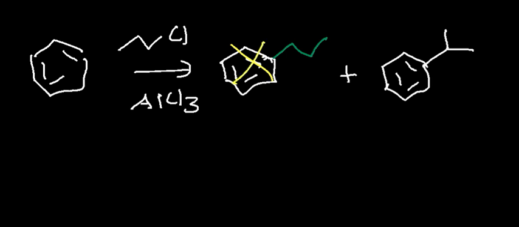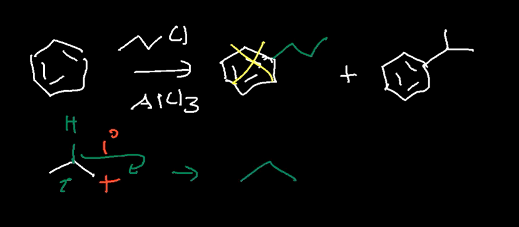The aluminum chloride catalyst takes away the chlorine atom. And when chlorine leaves, it creates a positive carbocation, but it's primary. And primary carbocations are not stable. What's going to happen is you're going to have a hydride shift. And so your plus charge is on a secondary carbon. And so the benzene ring attacks there. So that's why it's attached to the secondary carbon. Well, right now it's tertiary, but before it was connected to the benzene ring, it was secondary.